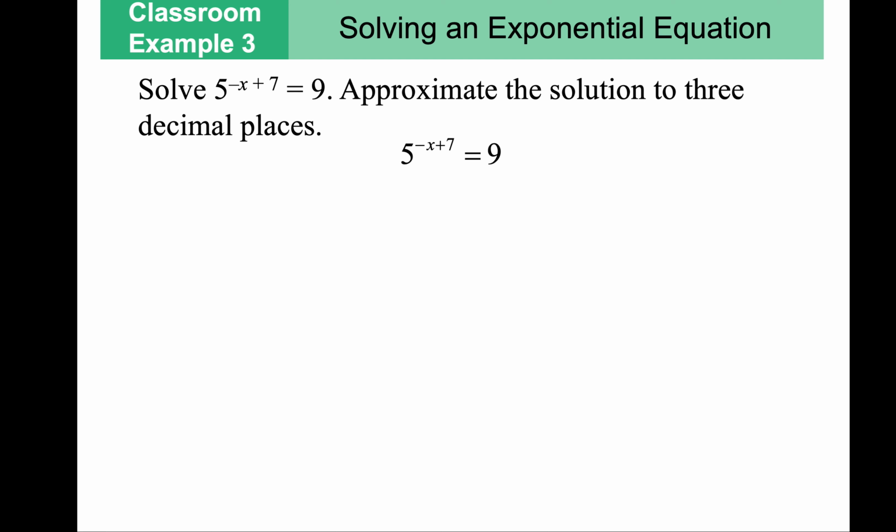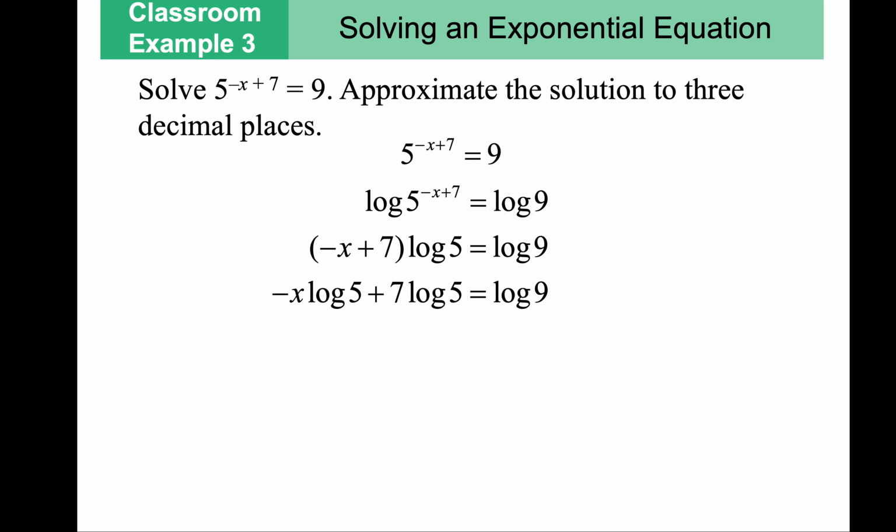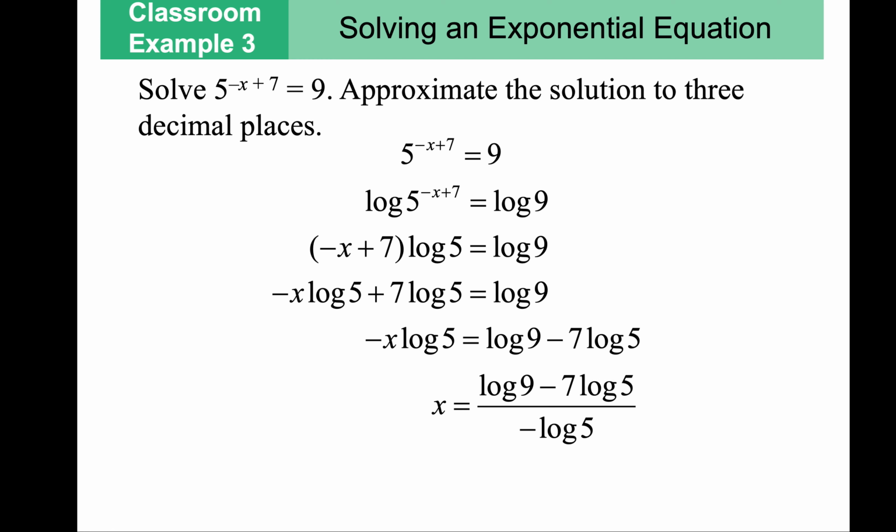Again, I have a variable that is an exponent, so I'm going to take the log of both sides. It's not base e, so it would be more common to take the log of both sides. I bring the exponent to the front. I distribute my log 5 in. I subtract that over, divide, and I type that whole thing in my calculator. And I get 5.635. When you're entering this in your calculator, please make sure you put parentheses around the top. So you need open parentheses log 9 minus 7 log 5, close parentheses, divided by negative log 5.